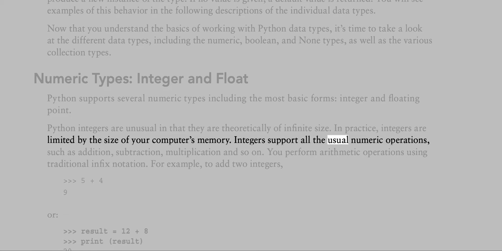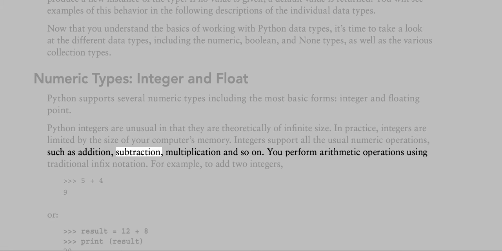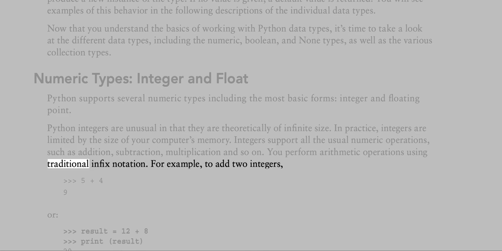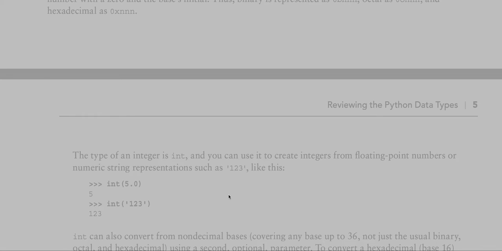Integers support all the usual numeric operations, such as addition, subtraction, multiplication, and so on. You perform arithmetic operations using traditional infix notation. For example, to add two integers: 5 plus 4 is 9. Or result equals 12 plus 8, print result, 20. Literal integer values are, by default, expressed in decimal. You can use other bases by prefixing the number with a 0 and the base's initial. Thus, binary is represented as 0bNNN, octal as 0oNNN, and hexadecimal as 0xNNN.